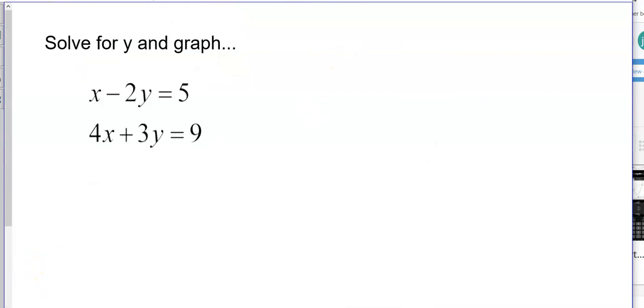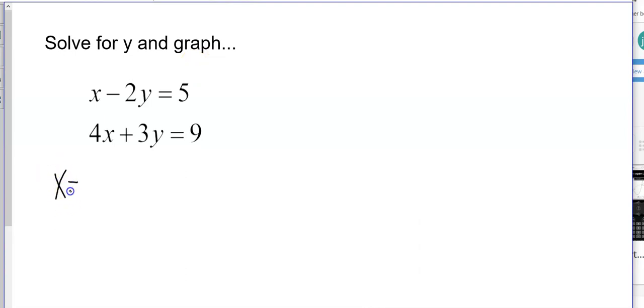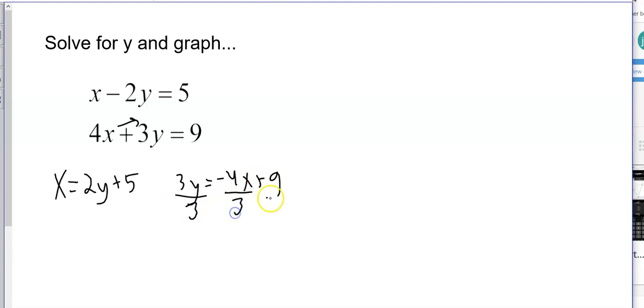It's kind of nice. Go ahead and solve these both for y and graph them in your calculator. I just want you to see the same system solved a different way. That first one's pretty easy to solve for y. So x equals 2y plus 5. Second one, I'm going to move that over. So it'd be 3y equals negative 4x plus 9. Divide by 3, divide by 3, divide by 3. Get y equals negative 4/3 x plus 3.